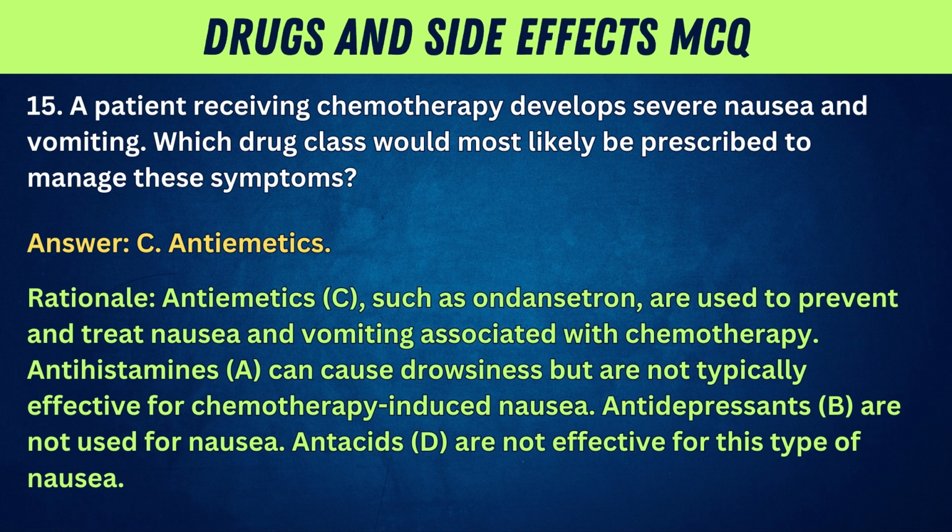Antihistamines, A, can cause drowsiness, but are not typically effective for chemotherapy-induced nausea. Antidepressants, B, are not used for nausea. Antacids, D, are not effective for this type of nausea.